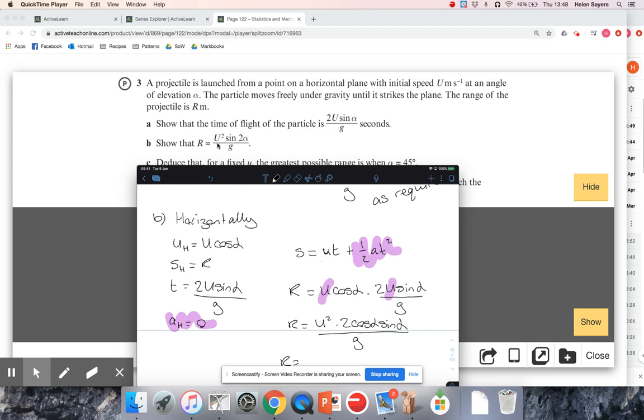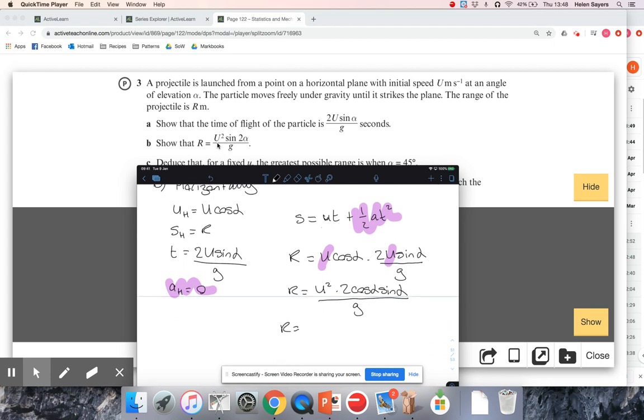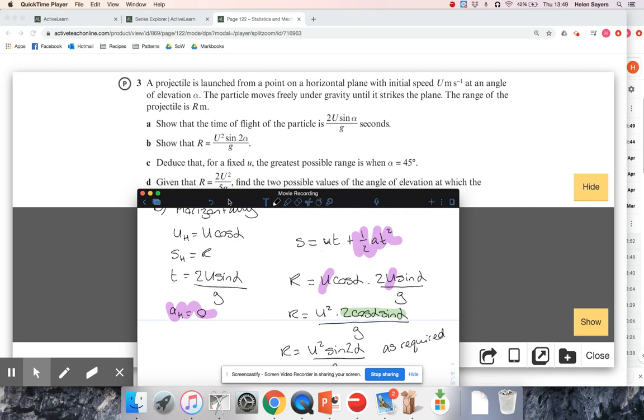And our double angle formulae do come up quite a lot in these questions. So as long as I recognise that is the double angle formulae for sine, I've got the result that they want. So 2 cos alpha sine alpha is sine 2 alpha, and that's all over G. And again, let's just show that we have finished.